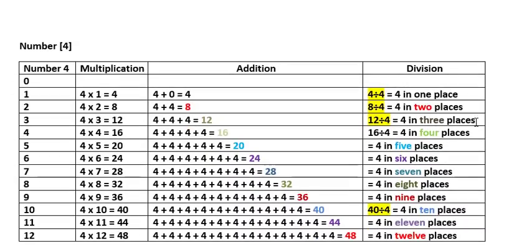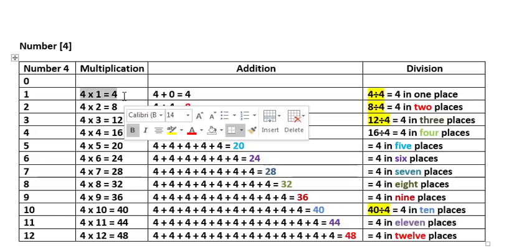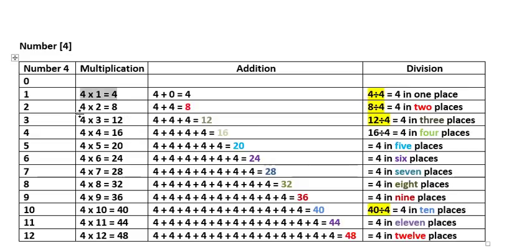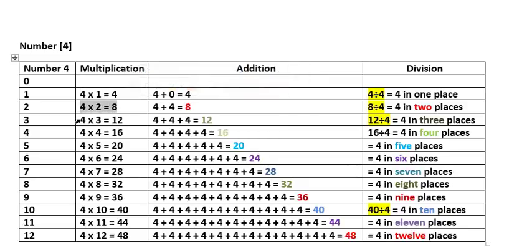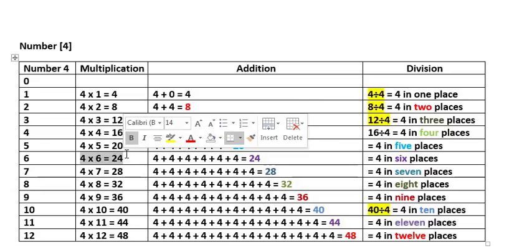You notice the way we break down the tables. We have multiplication, addition, and division. So we'll follow the same pattern of our conversation here. When we have 4 times 1, it means 4 in one place. And 4 times 2 means 4 in 2 places. And 4 times 3 means 4 in 3 places. And 4 times 6 means 4 in 6 places. And you can verify by counting 1, 2, 3, 4, 5, 6.